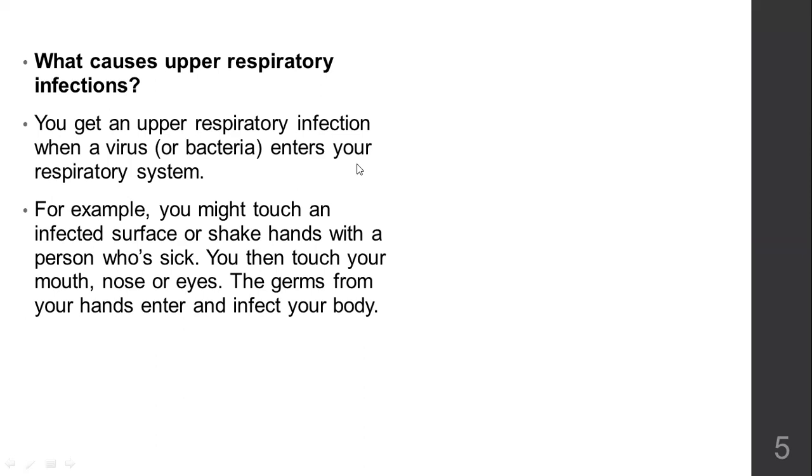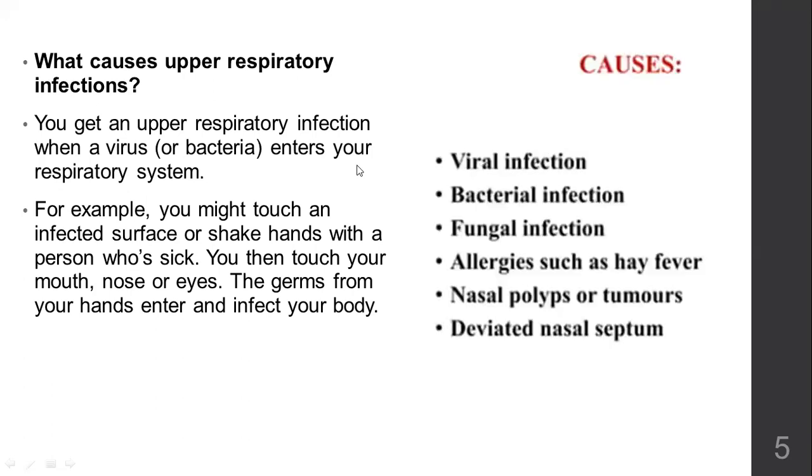When you get an upper respiratory infection, a virus or a bacteria enters your respiratory system. It could be fungi as well, any encapsulated organisms as well, dust also could lead to infection. For example, if you touch an infected surface or shake hands with a person who is sick, and then you touch yourself, you wipe your nose, you wipe your mouth, you scratch your eyes, these germs on your hands can enter your body through these portals and infect your body. Usually that is how upper respiratory tract infections spread.